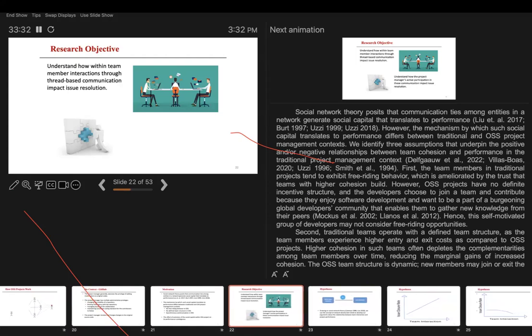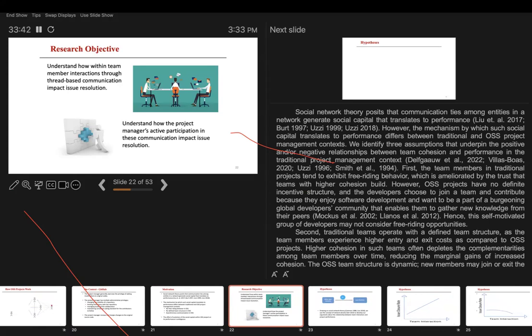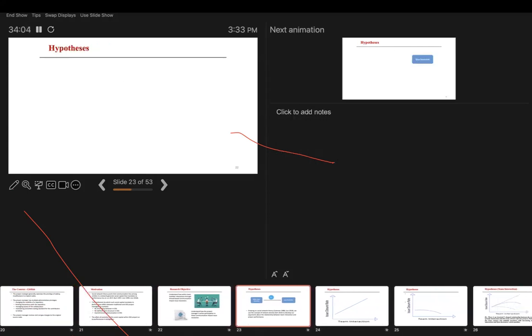So we're trying to understand how within-team member interactions through this communication impact the outcome, which in our case is issue resolution, and how the project managers' active participation in that network, how much they play a role in talking to each of these members, contributes, first of all, directly to the issue closure rate, and secondly, as a moderator to the network density. So if the density goes up or down, does that influence it? If they actively participate more, does it influence a little bit more, depending on the type of communication that's going on?